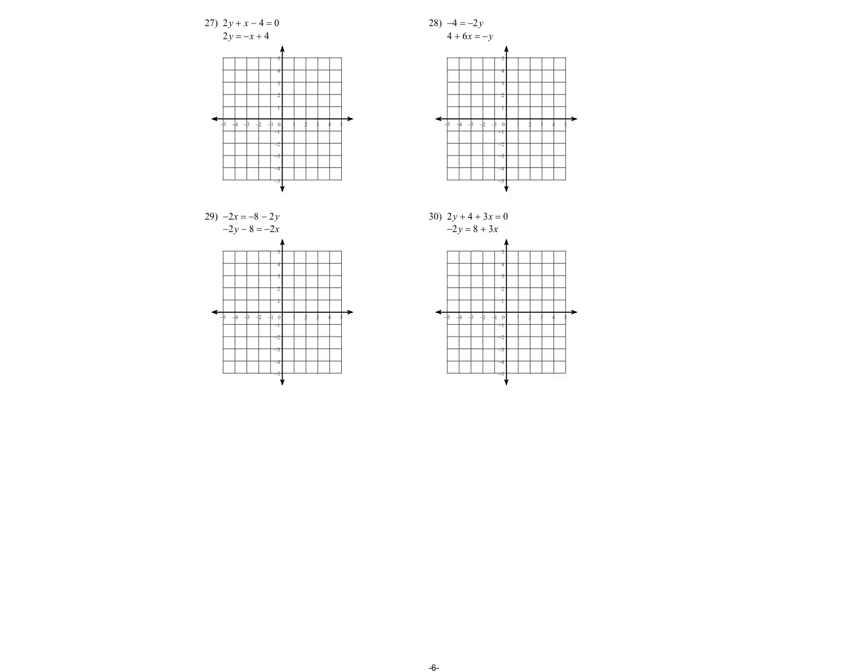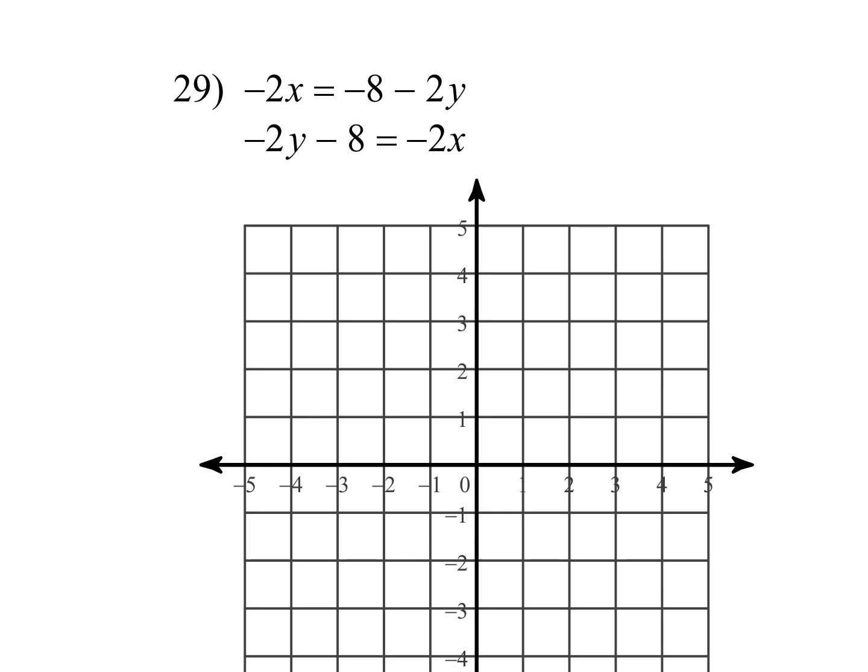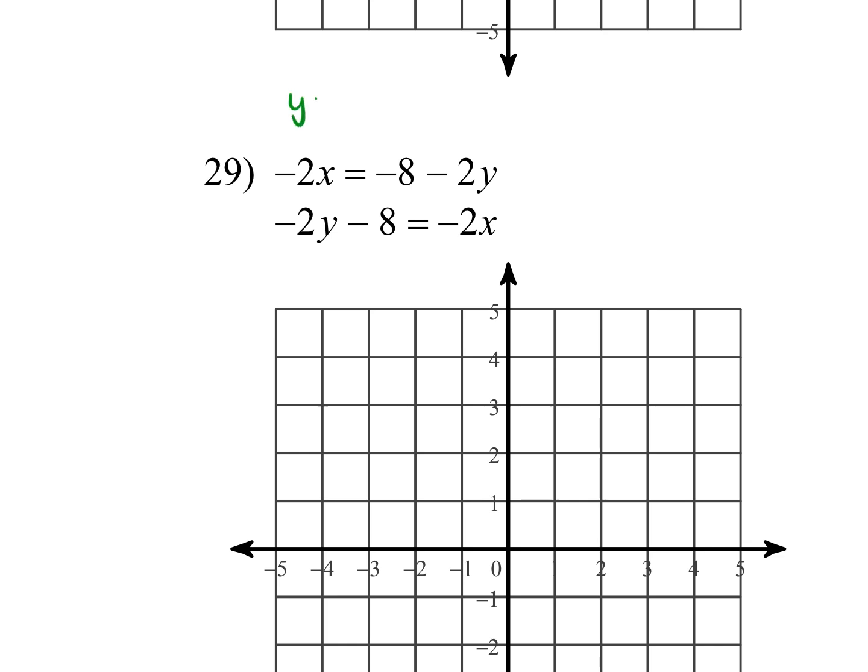So let's take a look at 29. So 29, we could either solve by putting it into slope-intercept form, y equals mx plus b, or we could solve using our intercepts where we find the x-intercept and we find the y-intercept. Either way would work. Which way do you want to do? Y equals mx plus b or the intercepts? Sure. Let's rearrange our equation to be in y equals mx plus b.